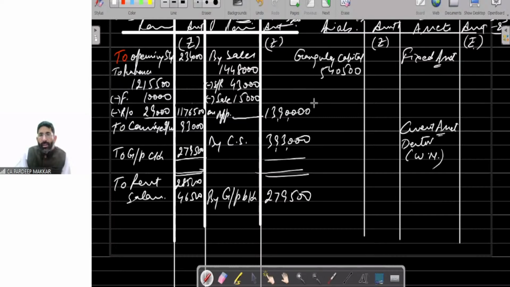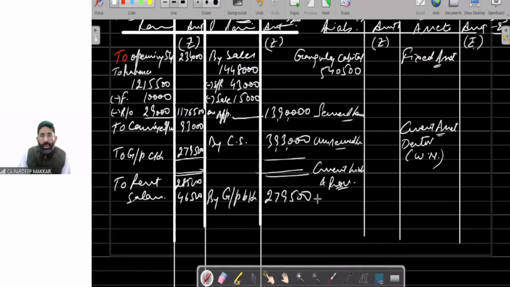Then capital, we may have many adjustments. It may also be done in a working note, or it may be shown here as per your choice. Better we will go for the working note. And then we have loans, secured loans, if there are any. And then we have unsecured loans, if there are any. Then we have current liabilities and provisions, if there are any.